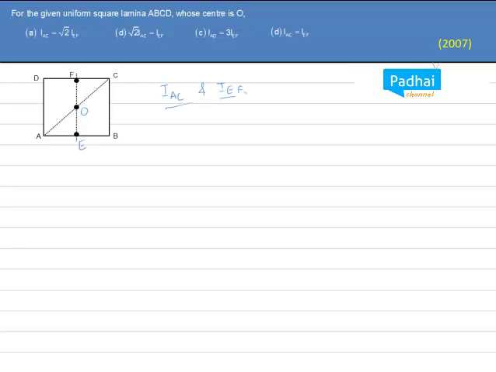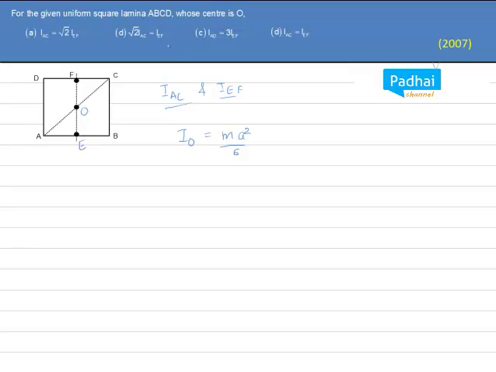So basically we have to calculate these two and what is the relation between them. For a square lamina, what is the formula? First of all, you might have read that for a square lamina, the moment of inertia about an axis passing through O and perpendicular to the plane of the paper, I_O, is given by m a square by 6. This is the basic formula.